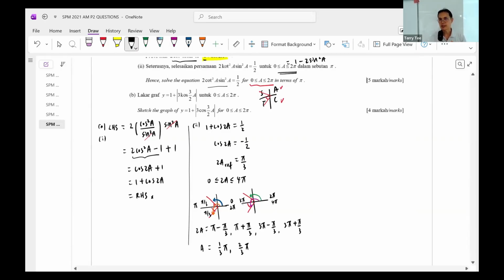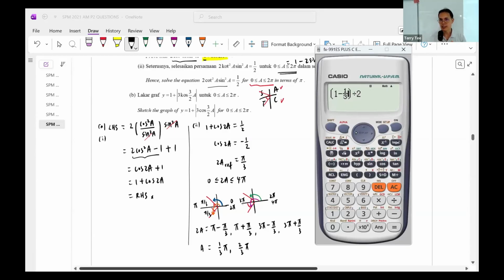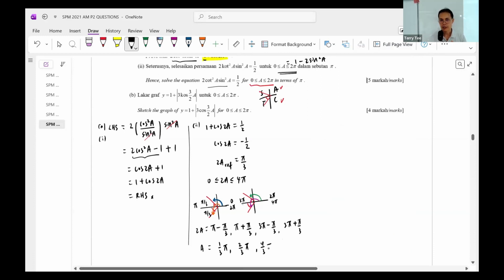You cannot do it mentally, use your calculator. Just change the minus here to plus. Okay, 2 over 3. Next one is 3 times 3, 9, 9 minus 1 is 8, 8 over 3 divided by 2, 4 over 3 pi. 3 times 3 is 9, 9 plus 1 is 10, 10 divided by 2, 5 over 3 pi. So all of these are in pi radian.